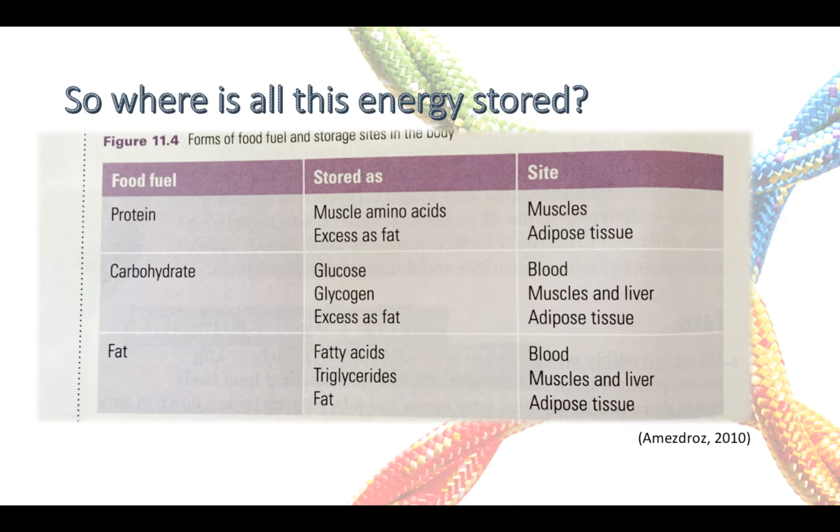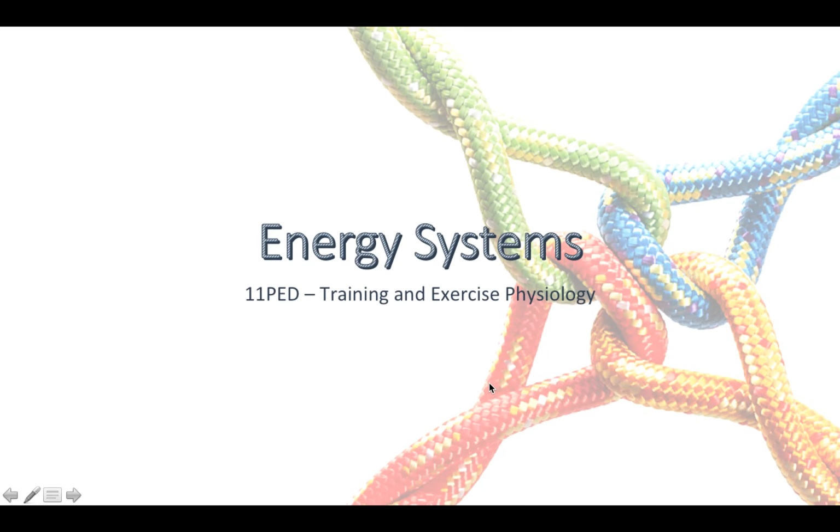So where's it all stored? It's mostly stored in our muscles, so protein in our muscles and our adipose tissue. Carbohydrates are stored as glucose, and it's in our blood, muscle and liver and our adipose tissue, and the same with our fatty acids and our fats.